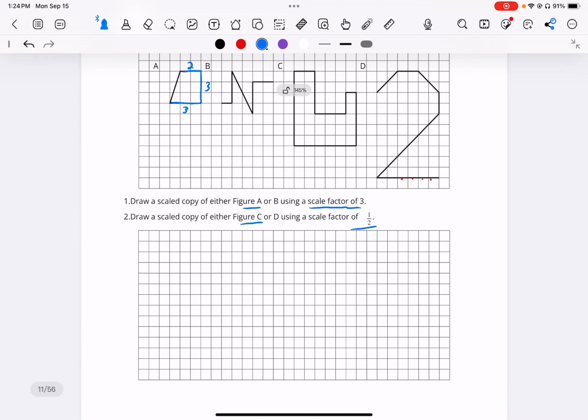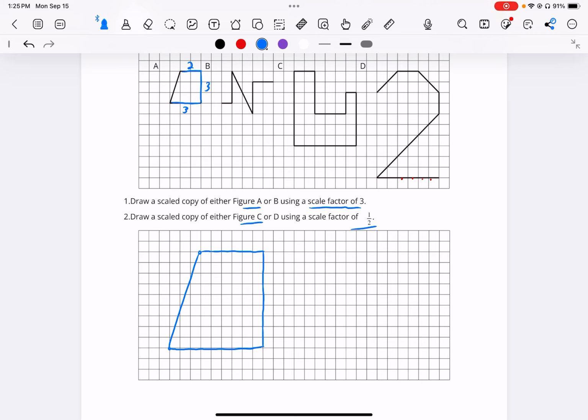So since we're doing a scale factor of 3, that means each side is going to be multiplied by 3. So instead of being 2, it's going to be 6 long on the top. And then instead of going down 3, it's going to go down 9. Then instead of to the left 3, it's going to go to the left 9. And now I can just connect the other two sides. And that looks like the same image, just 3 times bigger.